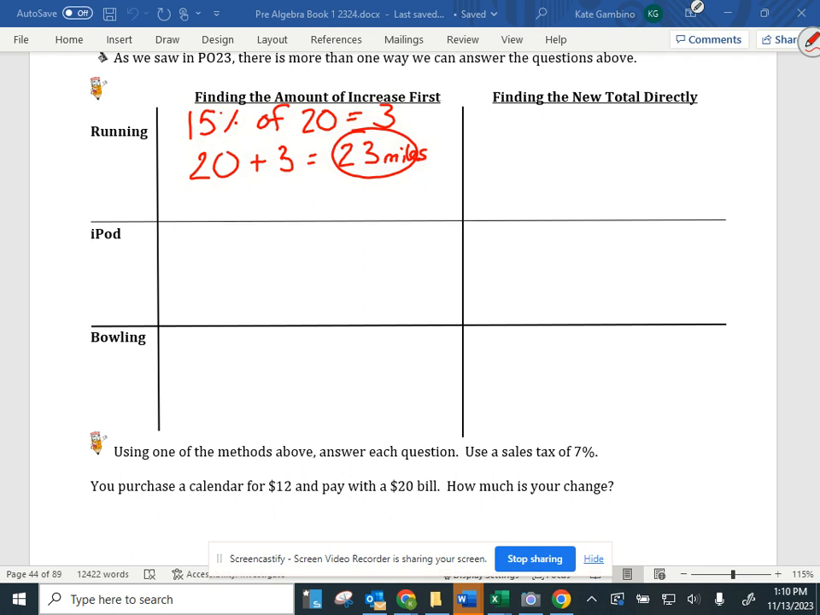Let's look at our iPod. Our iPod was $125 and we want to resell it for 30% more. So what equation am I going to write? If we're following the same way we did it for the running. James? 30% of 125. What does that equal? Rowan?